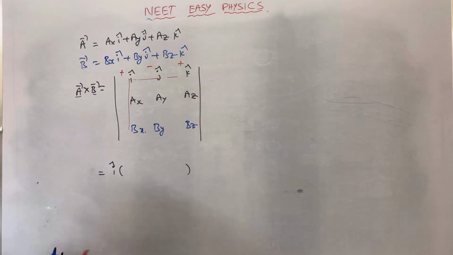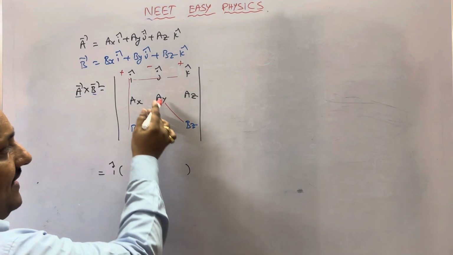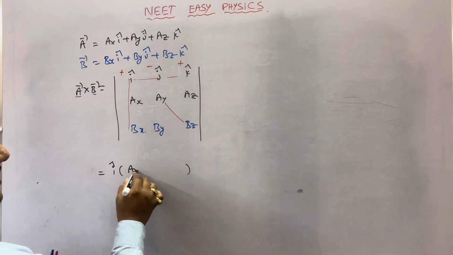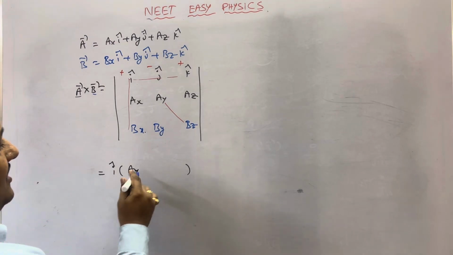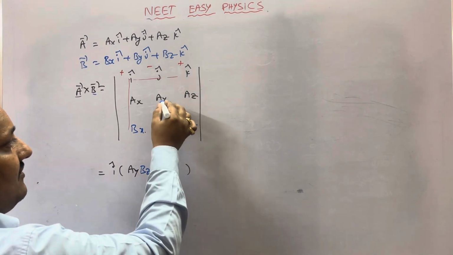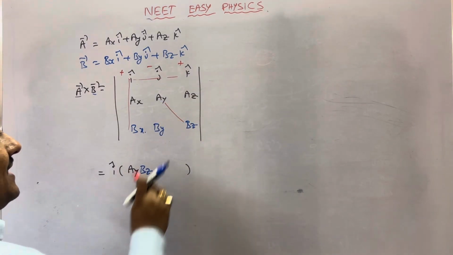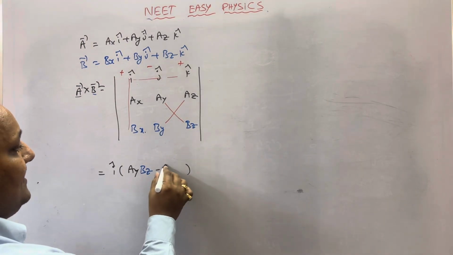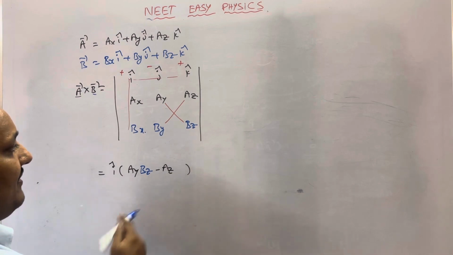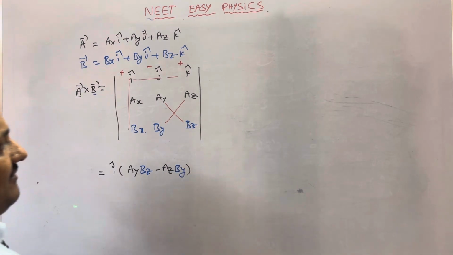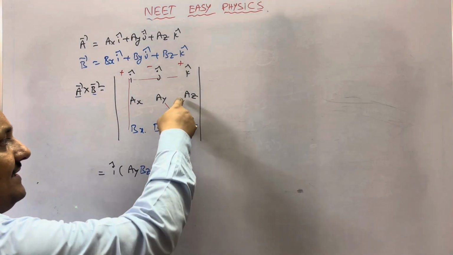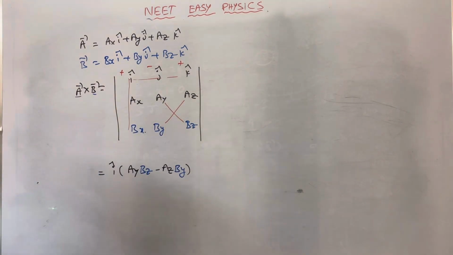Then the remaining these two, you have to multiply: Ay, Bz. After that, you have to multiply these other two, that is nothing but minus Az, By. Understood? First we have to do this one minus this one, whenever we are doing i cap.